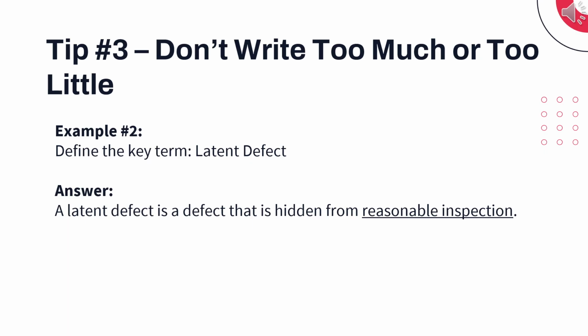Some common mistakes I've seen is people trying to give examples of what is and or is not a latent defect. And often these examples are wrong, causing the marker to not award them the point for the question, or in some cases, only partial points for certain questions.